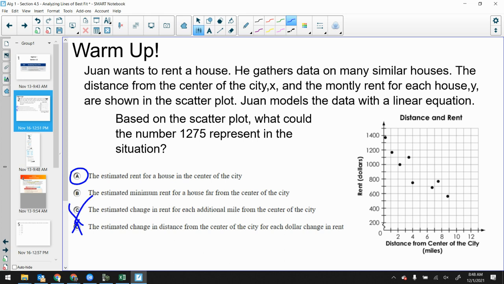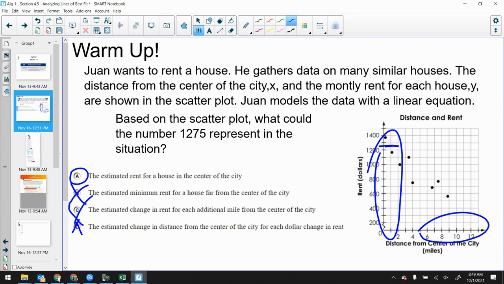Now we have to decide between A or B. The estimated minimum rent for a house far from the city. Now, as I go far from the city, what should happen to the rent? It should go down. So something far from the city should not be all the way up here. Right? That's why B is not an answer. The estimated rent for a house in the center of the city, somewhere close to the center of the city. Yeah, that makes sense. 1275 is up here.